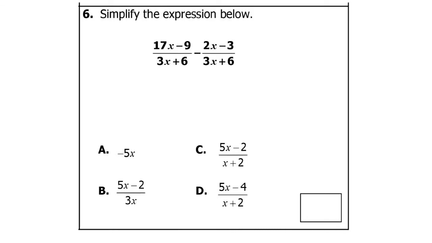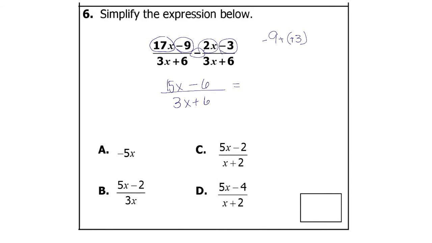Okay, our next set of problems, this fraction set, already has a common denominator. So happy day when that is, so we can just bring over our 3x plus 6, and we're just going to combine our terms here. So 17x minus 2x, that's going to give us 15x. Negative 9 minus negative 3, keep in mind that becomes plus a positive, and so that's going to give us negative 6.